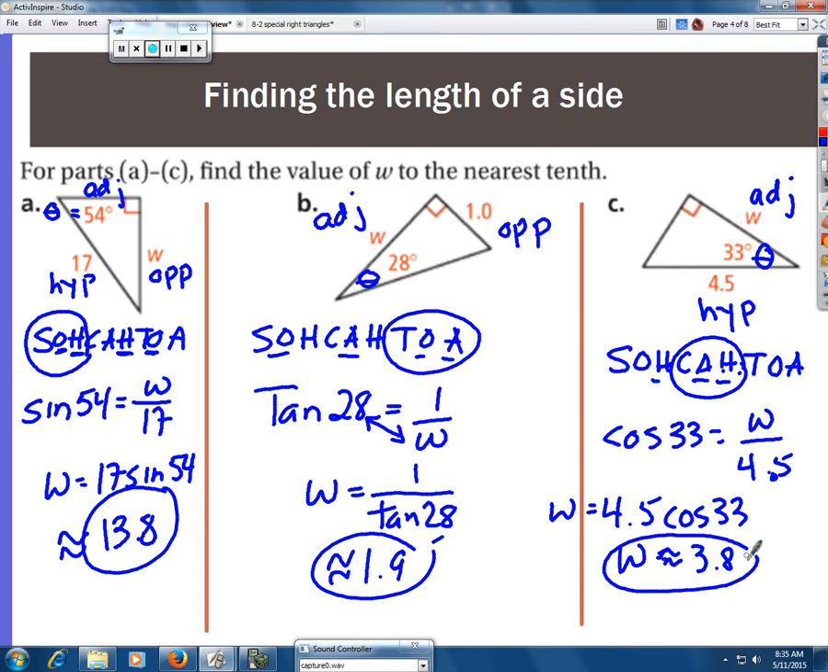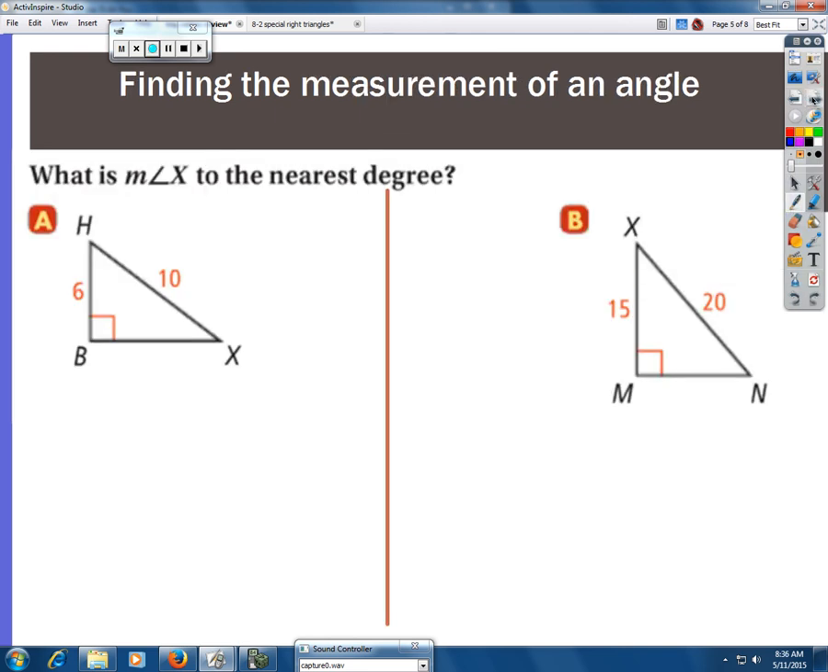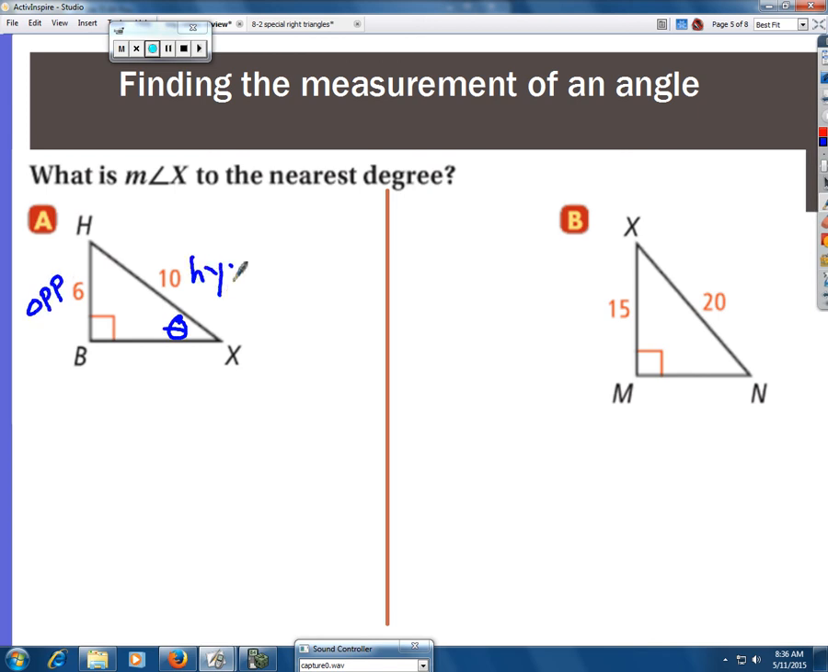Okay, so that's how you find a missing side, but what if you have a missing angle? We use what we call the inverse trig function to do that. I'm going to find these two. The inverse trig function looks like this. In this case, my x is my theta, so I know I have opposite over hypotenuse. So SOHCAHTOA tells me I'm going to use sine theta is 6 over 10.